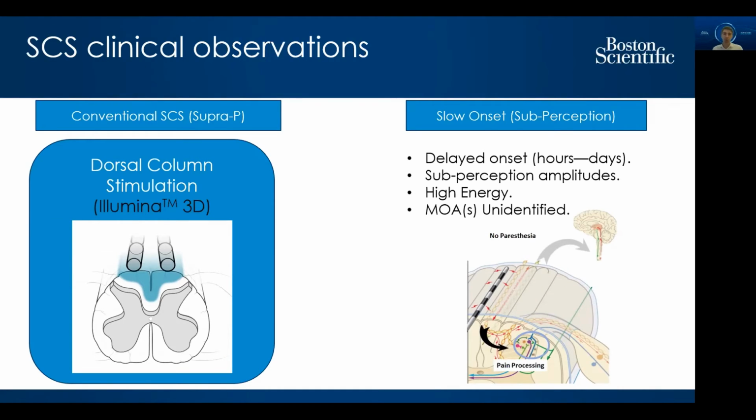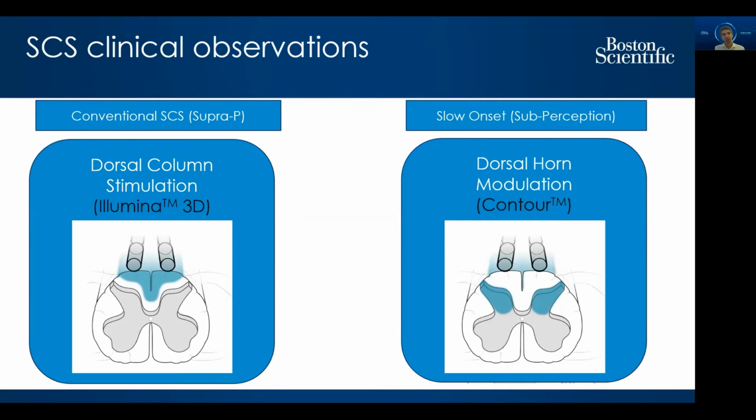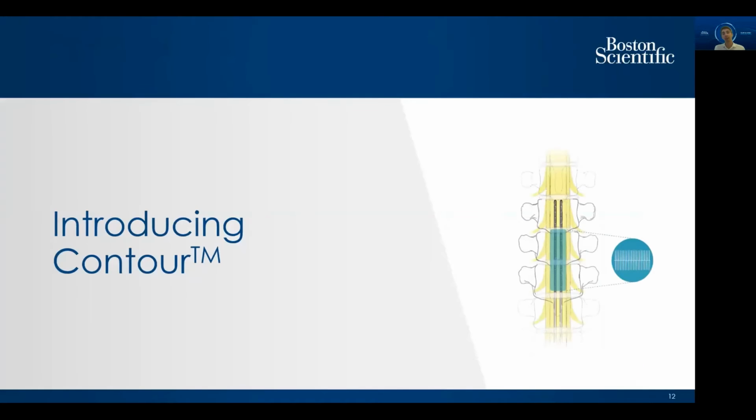And for sub-perception today, the mechanism of action is still not identified, although current hypothesis suggests that it is probably mediated more in the dorsal horns. So based on the understanding we have today of sub-perception therapy, together with the clinical learning using sub-perception, we have developed a dedicated targeting algorithm named Contour, with the intent to preferentially modulate dorsal horn circuits. And in fact, there are several aspects we took into consideration in the development of this new algorithm.